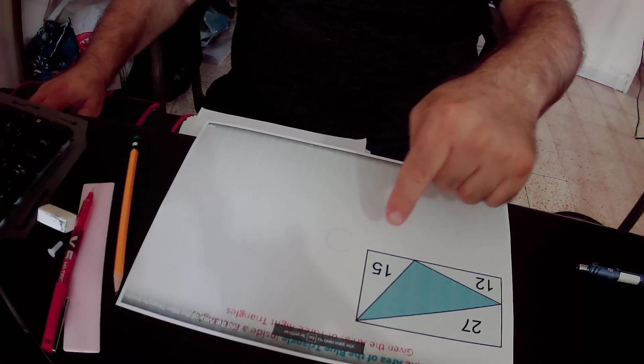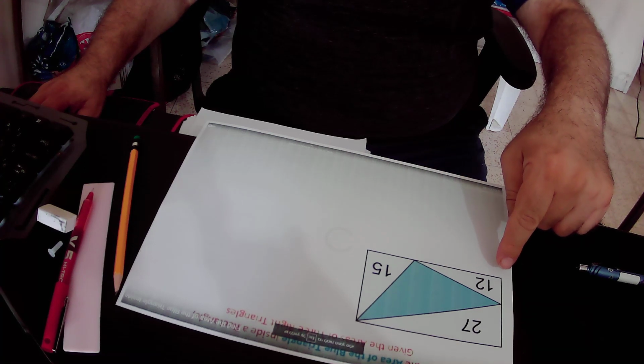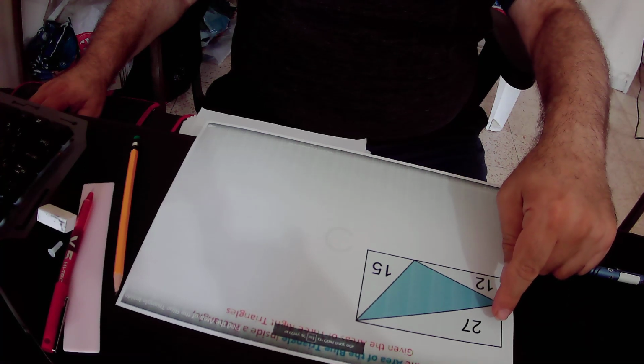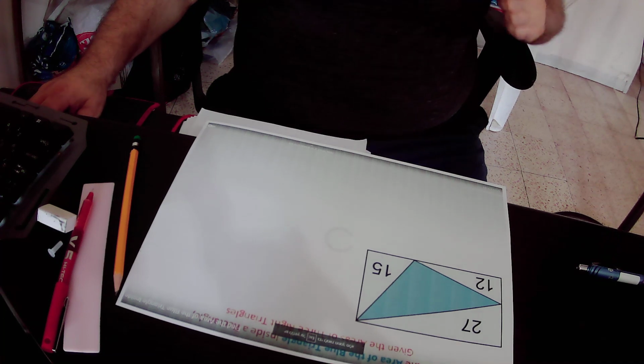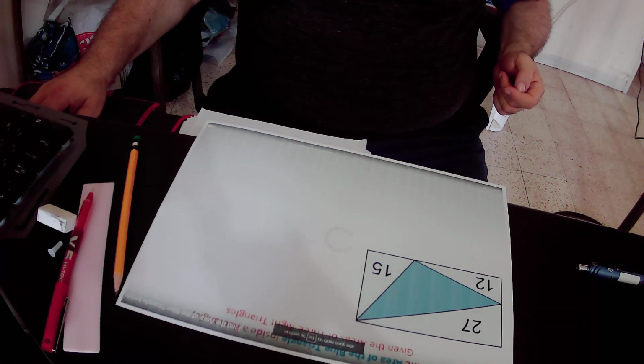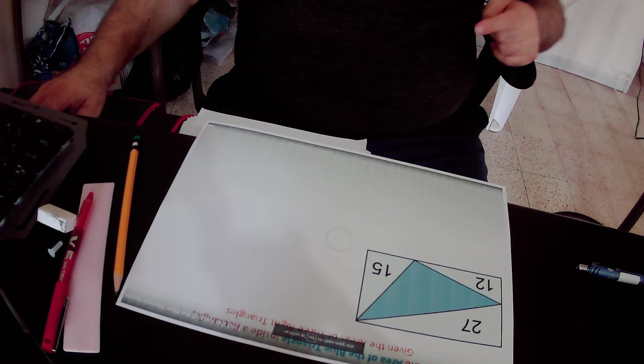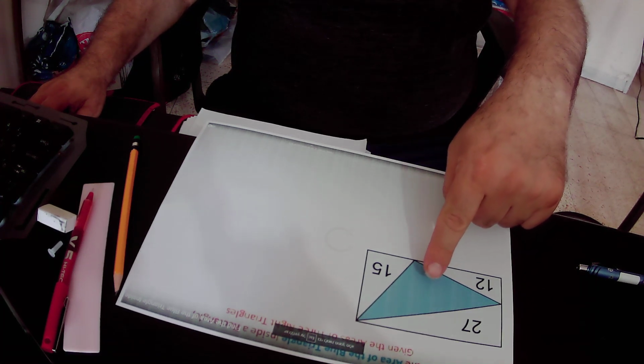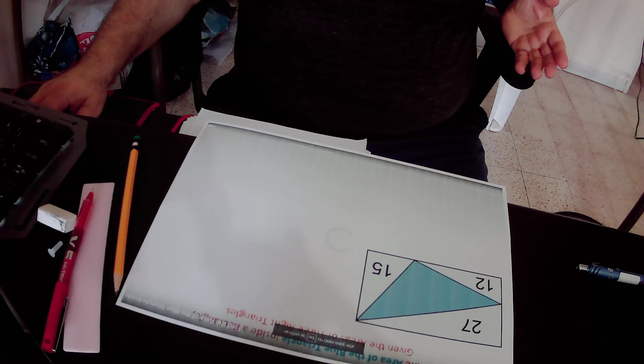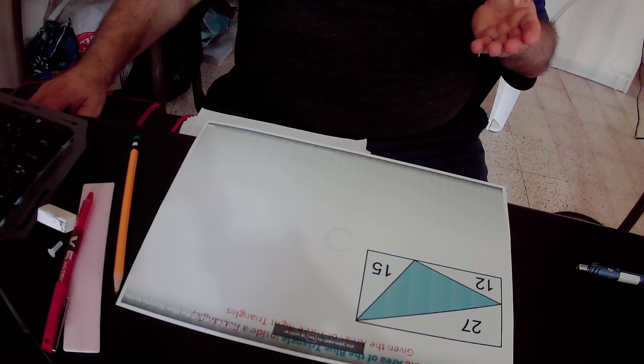This angle is 90 degrees. This angle is 90 degrees. Also this angle is 90 degrees. And as I already said, we want to find the area of the blue triangle. And the areas of the three other right triangles are given.